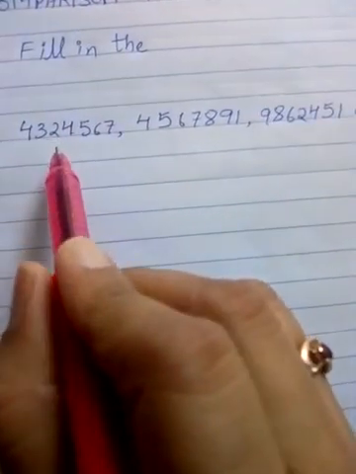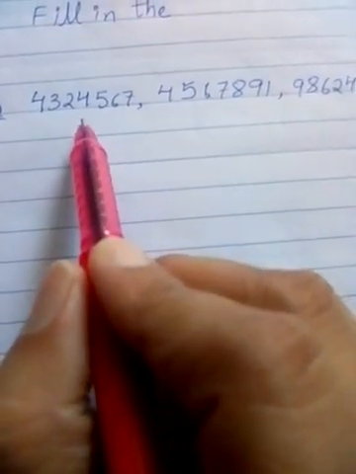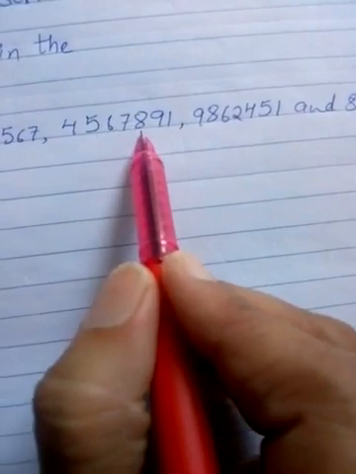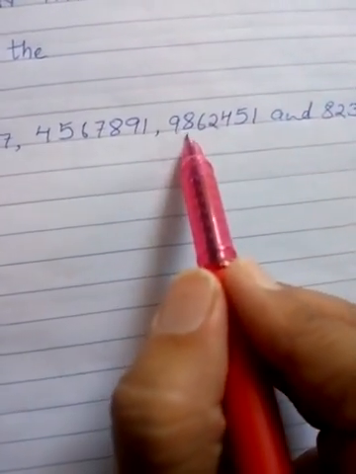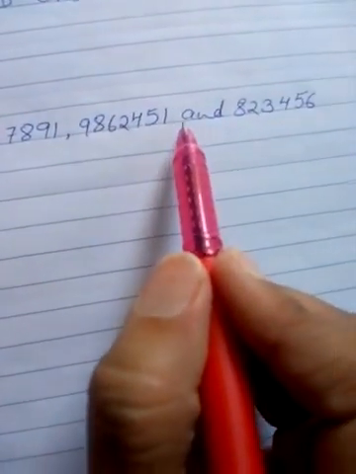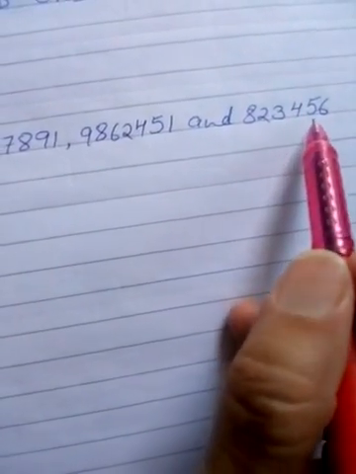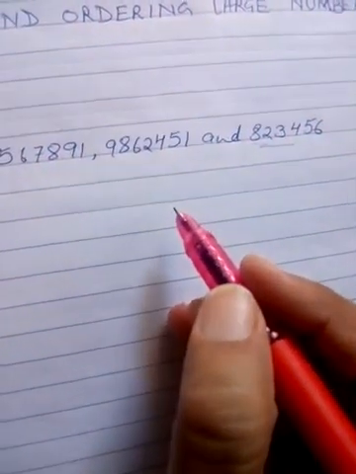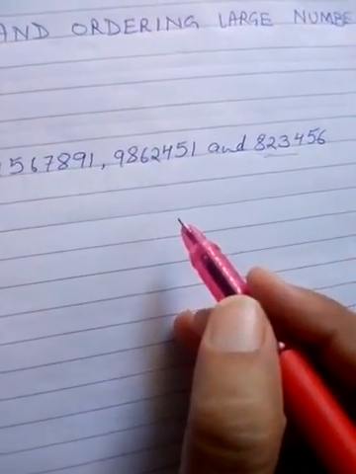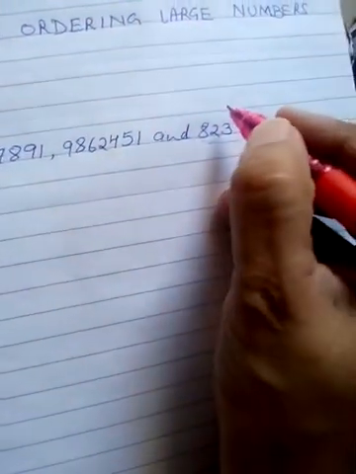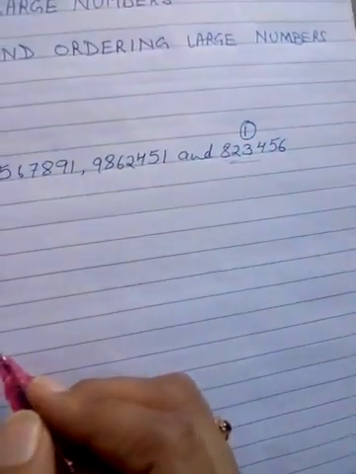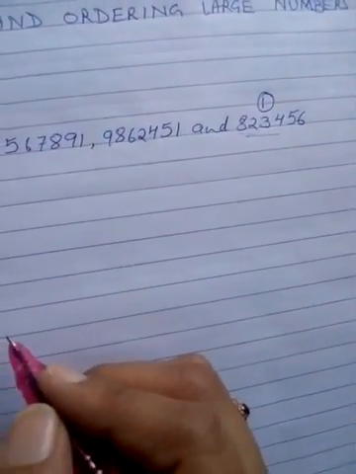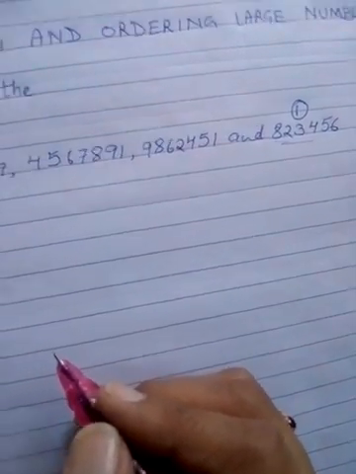So what you have to do, first count the digits. Let's count the digits. 1 2 3 4 5 6 7. 1 2 3 4 5 6 7 again, and 1 2 3 4 5 6. So this is the smallest number. For arranging in ascending order, we have to first write the smallest number, then greater, and then the greatest.